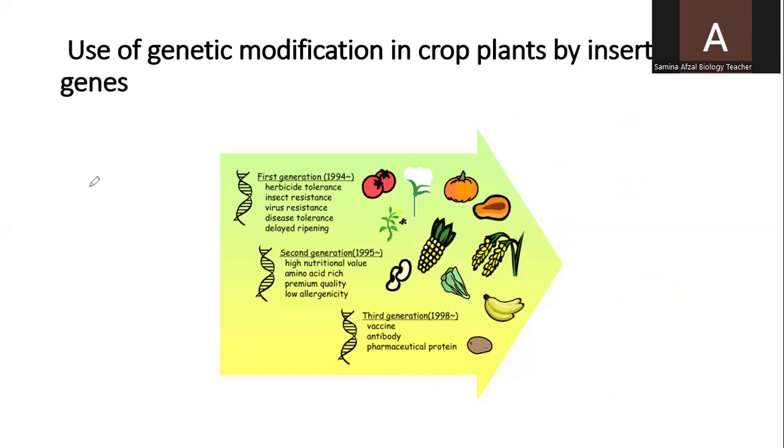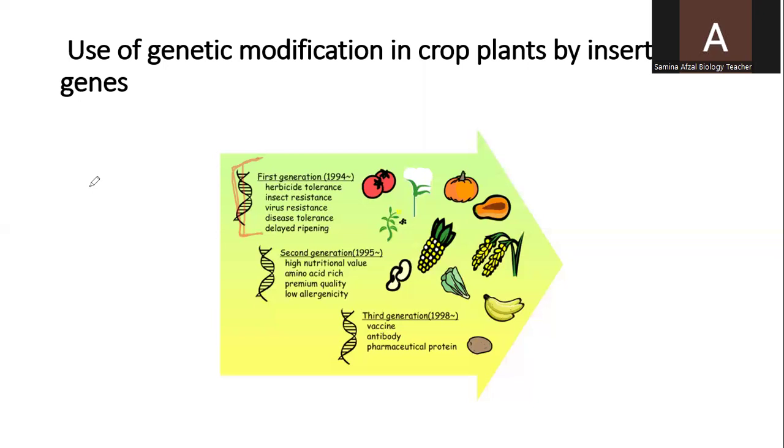The different types of plants were produced as herbicide tolerant, insect resistant plants, the virus resistance plants, the disease tolerance plants, the delayed ripening plants. So these were a group of plants which were grown by these technologies. In the next generation, which was started in 1995, there was a batch of different plants which were modified by this method.